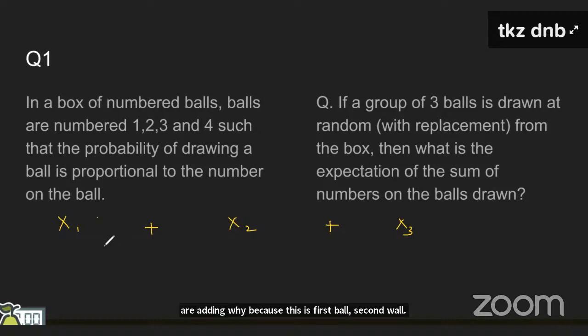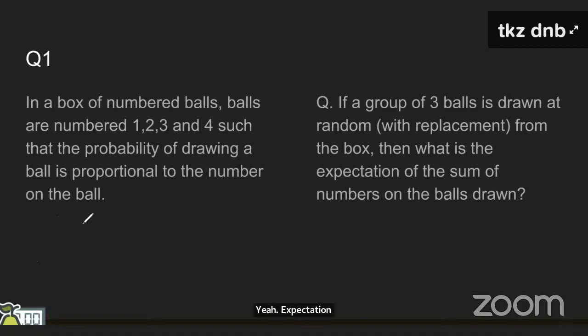What's the difference between the sum of the number of balls and the expectation of choosing 3 balls? Expectation means if you choose 3 balls, what are the possibilities that you can have?